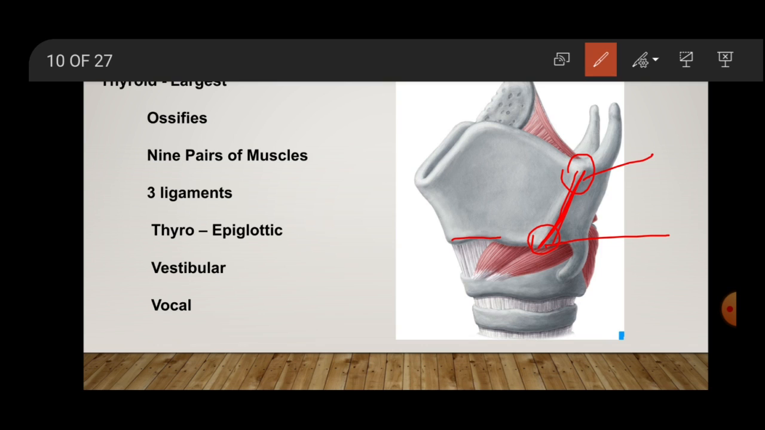So that's about the outer surface. The inner surface of the lamina is smooth. Its upper and posterior part is covered with the mucous membrane of the larynx. These three ligaments are related to it: the thyroepiglottic, vestibular, and vocal ligaments.